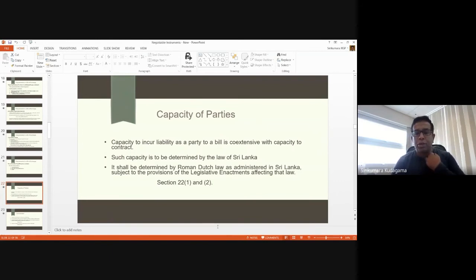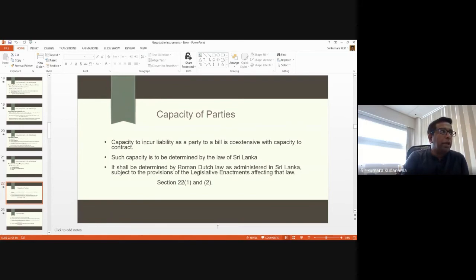Such capacity is to be determined by the law of Sri Lanka in the case of Sri Lankan instruments. It shall be determined by Roman Dutch law as administered in Sri Lanka, because the law of contract in Sri Lanka is Roman Dutch law. If there is another statutory law governing that area, that might take precedence. But generally Roman Dutch law, but we don't have to be worried.